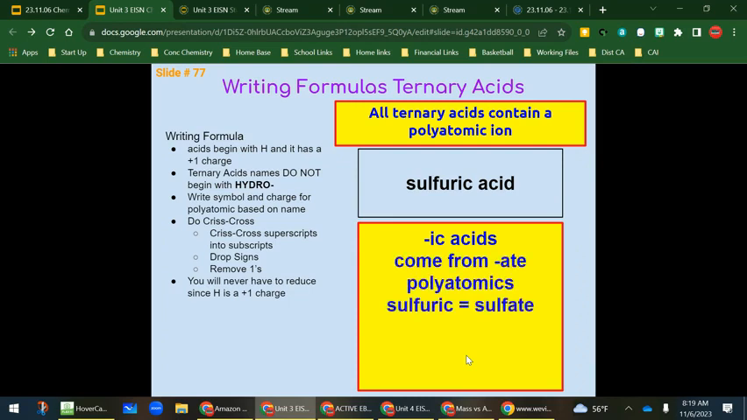Okay? Sulfate. So what's the formula for sulfate? SO4. What's its charge? -2. So when you put it with hydrogen, what's your formula? H2SO4. Please don't forget the aqueous at the end. Okay? Again, acids always have aqueous at the end of them. H2SO4, aqueous.